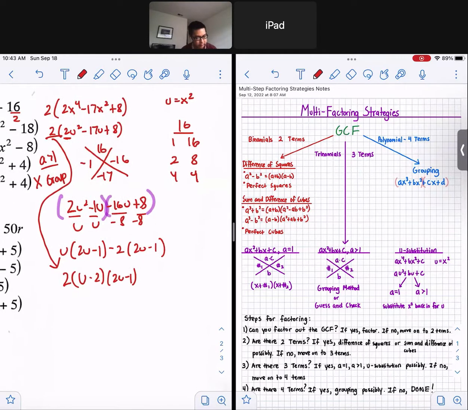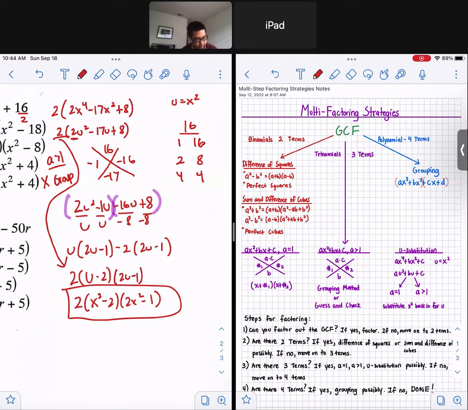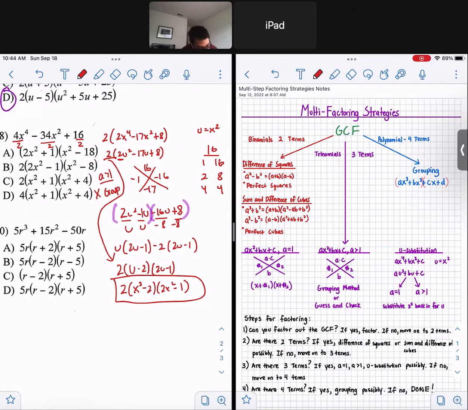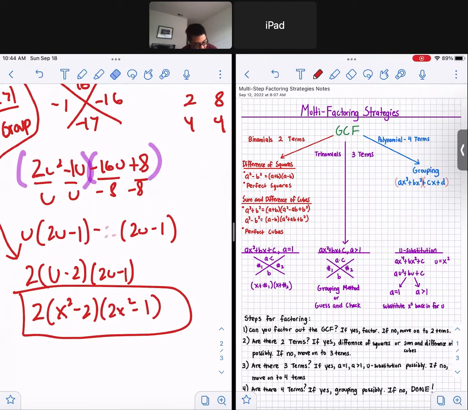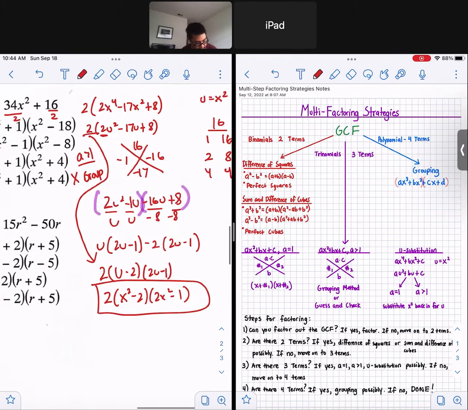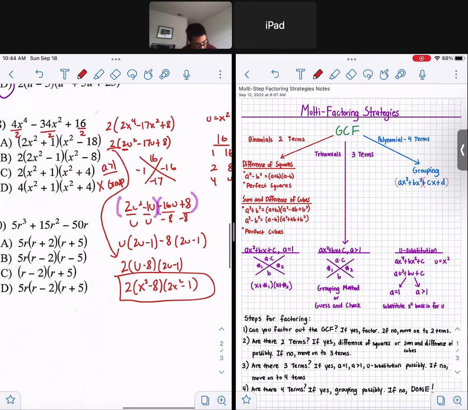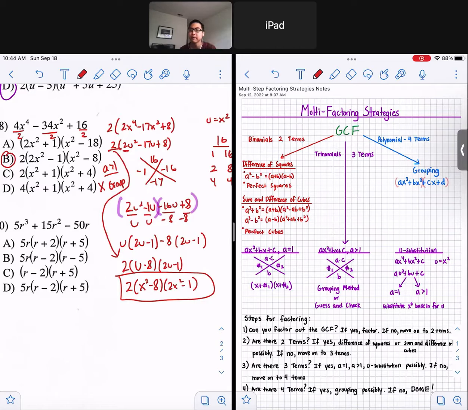And again, we did not start off with u, so we started off with x's. So 2 times x squared minus 8, 2x squared minus 1. And I messed up again, sorry, I factored out a negative 8. So that's going to be u minus 8, and that's going to be x squared minus 8. Which is B. Which is B.